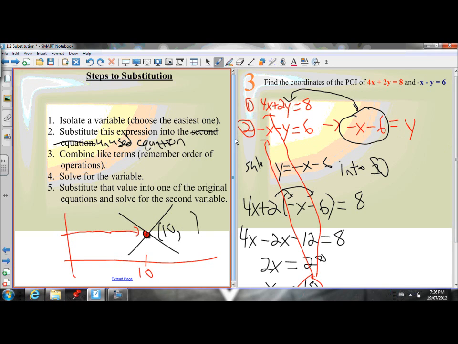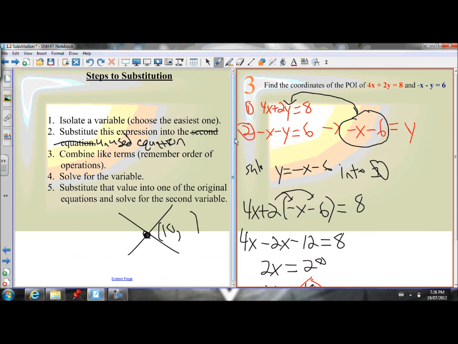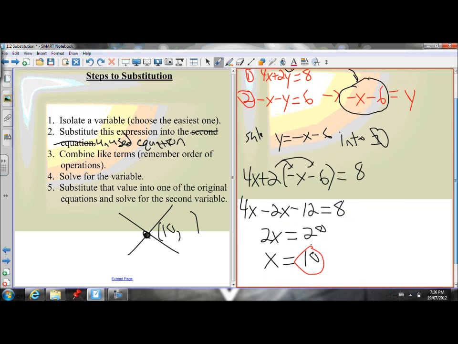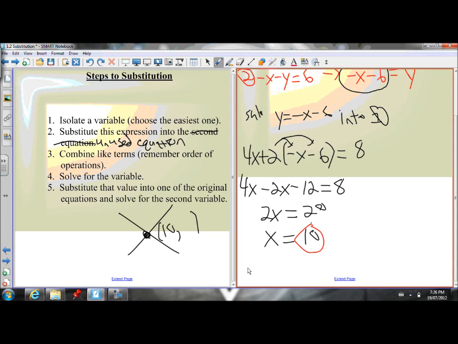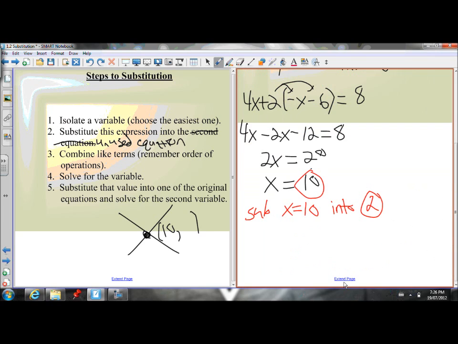So I'm going to go ahead and plug it into either one. Let's plug it into the second one just because they're smaller numbers. Once again, it'll be less work for us. So negative x minus y equals 6. Sub x equals 10 into equation 2. Negative x minus y equals 6. Is that what it is? Let's check. Equals 6. Good. So plug in 10 for x. So negative 10. Replace x with 10, leave the rest the same.